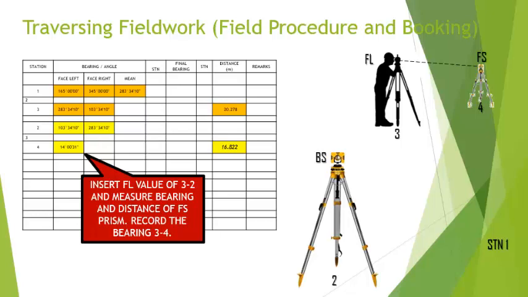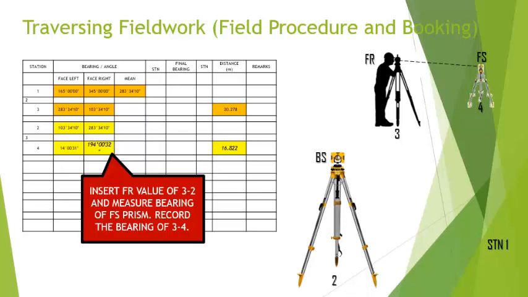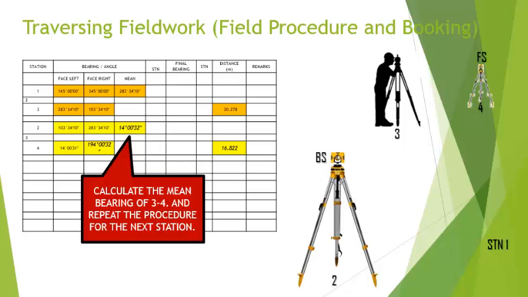Again, repeat the process with the face right. Aim at station number 2, insert the value of face right, turn clockwise and aim at station number 4. Record the value of bearing and distance. Calculate the mean bearing of station number 3 to station number 4. Continue the traverse with the same procedure until complete, forming a loop. The last station setup will be station number 1 facing the prism at station number 2.